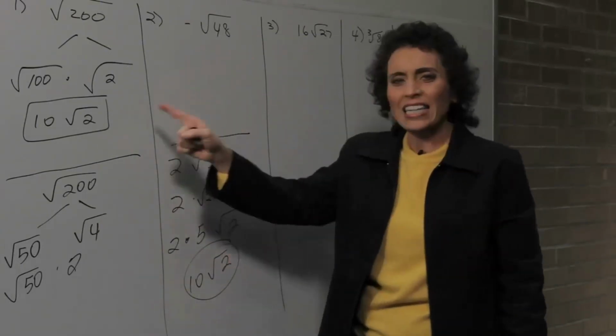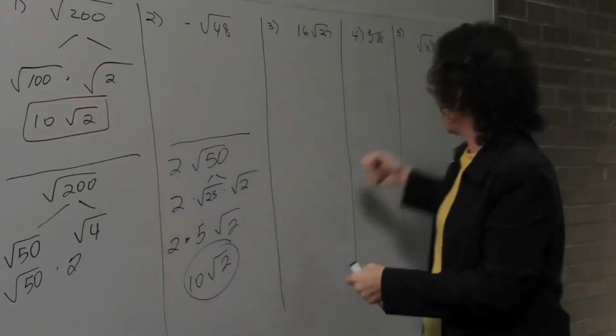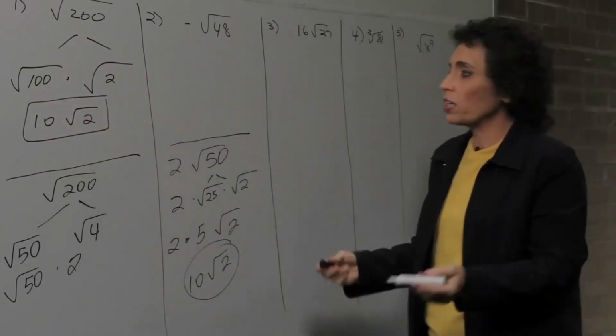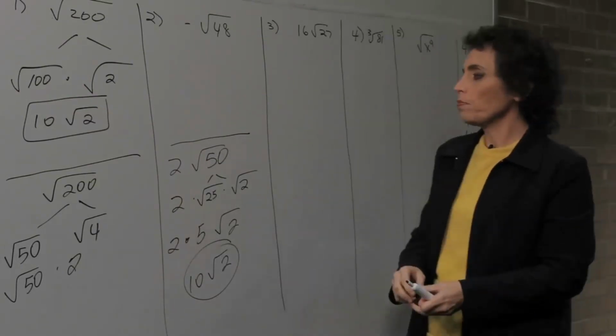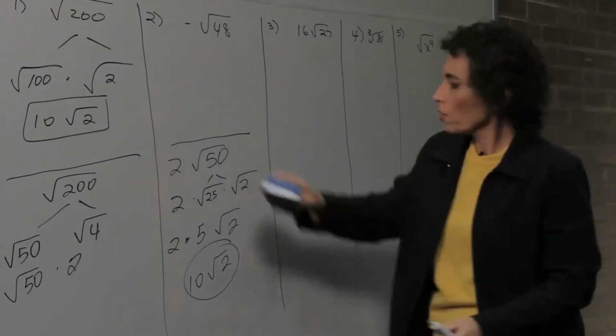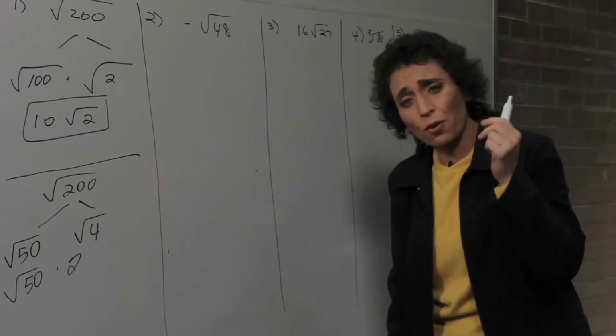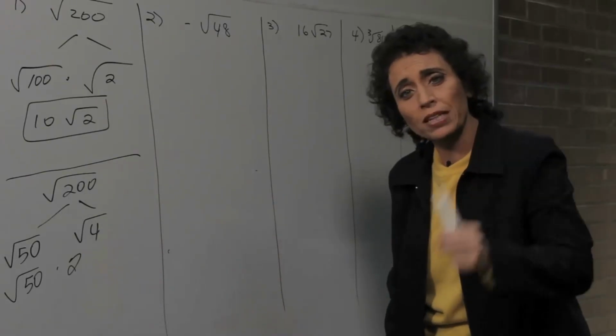Okay? So it's a lot easier if you come up with the biggest perfect square, if you can. That's why I make a list. It makes it a lot easier. All right? Okay, let's look at this one. We're going to erase this. Square root of 48. So it's helpful to know the perfect squares, and it's helpful to know your multiplication table.